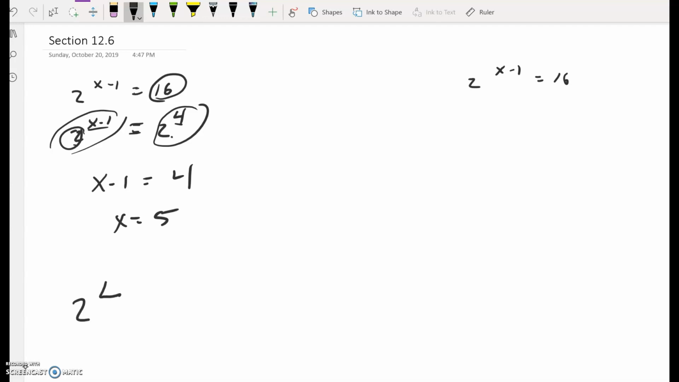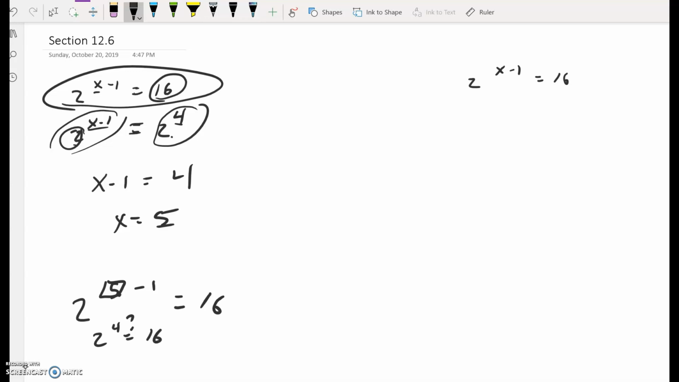This can be checked in the original equation by taking the original equation and replacing the x with what we think x equals. 2 to the 5 minus 1 power is 2 to the 4th power, and this checks. 2 to the 4th is 16. This method only works when we can make the bases on both sides alike. If this was a 15 instead of a 16, no dice.